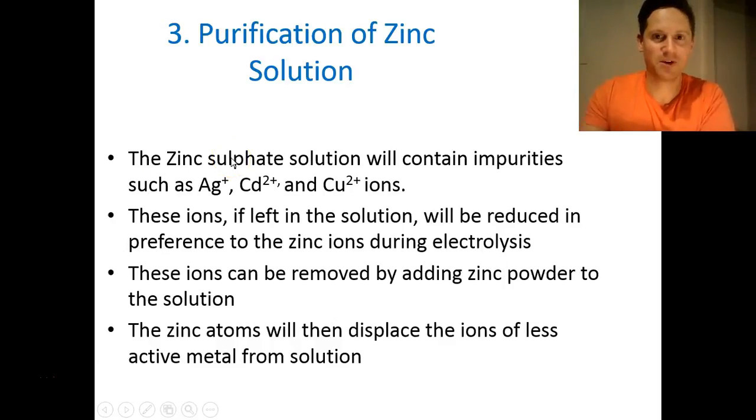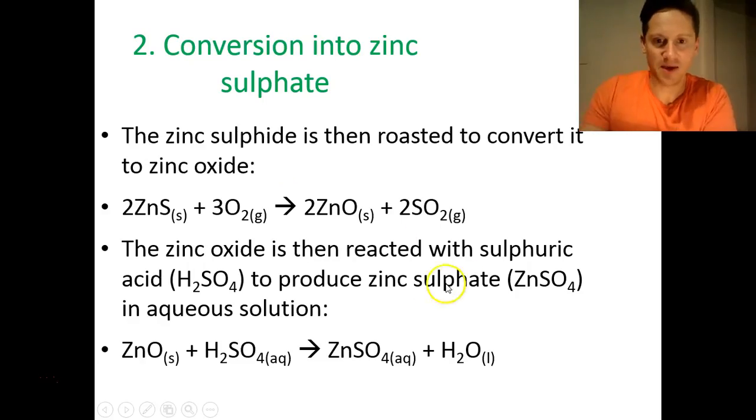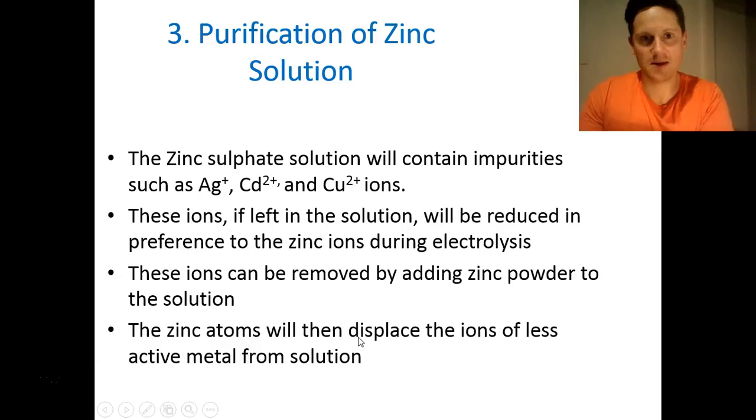The next step is the purification of zinc solution. So the zinc sulfate that we've just made here, it's not 100% zinc sulfate. There's a lot of impurities in there, okay? The impurities that we might have include other metal ions. So those might be things like silver ions, cadmium ions, copper ions, okay? Things that we don't want because we just want the zinc metal.